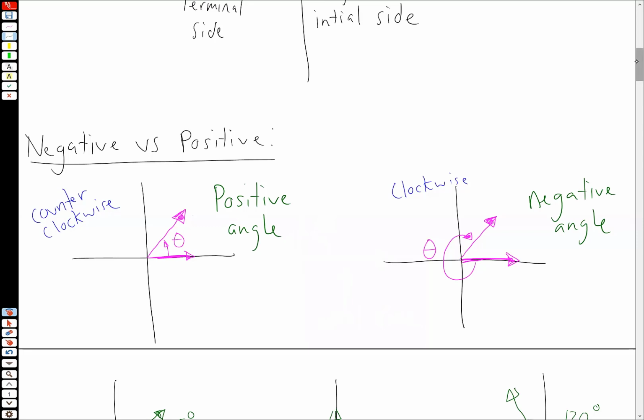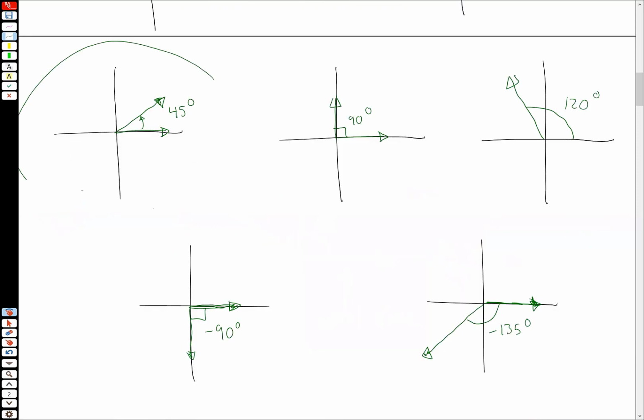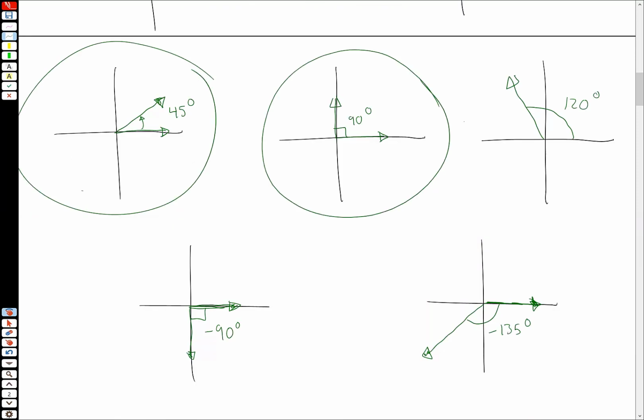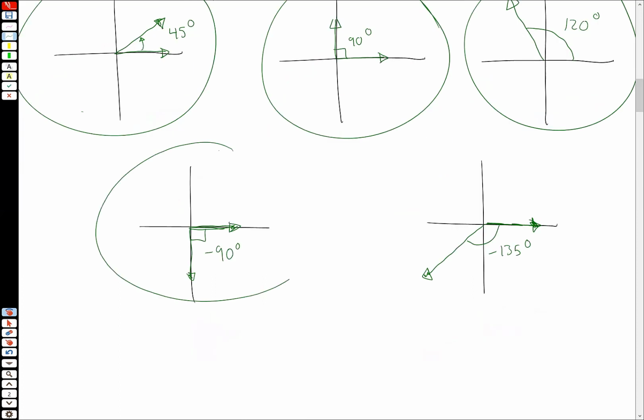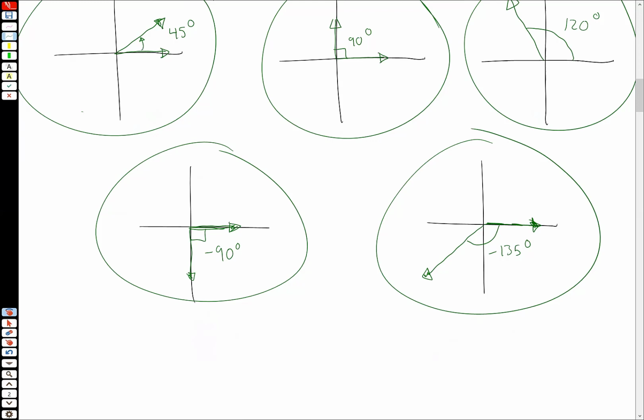So here's some examples. So this right here would be about 45 degrees. This is 90 degrees. Here's about, now this isn't perfect, this is about 120 degrees. And again, notice that we're rotating counterclockwise in each one of these angles here. So we would have a positive measurement. Now the two examples below here, we're rotating clockwise. So we have negative measurements here. So this would be negative 90 degrees, and this would be negative 135.